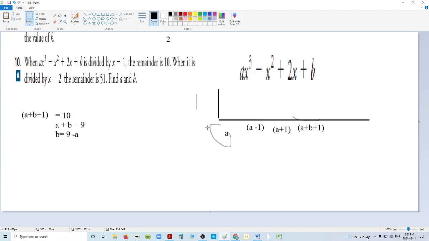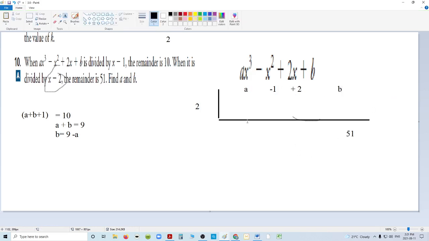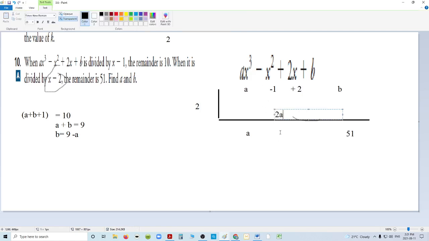But this time, I've been told that when the root is 2, right here, the remainder is going to be 51. And when I put down the coefficients, I get a. Again, I get minus 1. I get plus 2. And I get b. So I start by bringing the a down. When I multiply by 2, I get 2a. When I add 2a to minus 1, I get 2a minus 1. When I multiply that by 2, I get 4a minus 2.